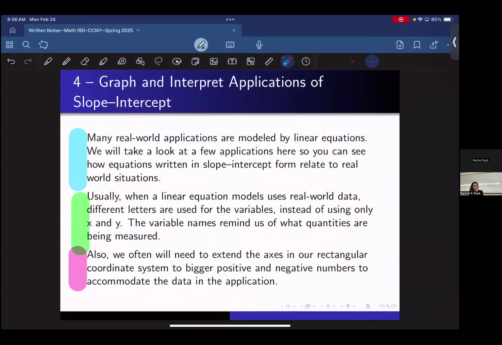Many of your word applications are modeled by linear equations. We will take a look at a few applications here so you can see how equations written in slope-intercept form relate to real-world equations. Usually when a linear equation models real-world data, different letters are used for variables instead of using only x and y. The variable names remind us of what quantity is used. We often need to extend the axis, trying to put in systems to figure positive and negative numbers.